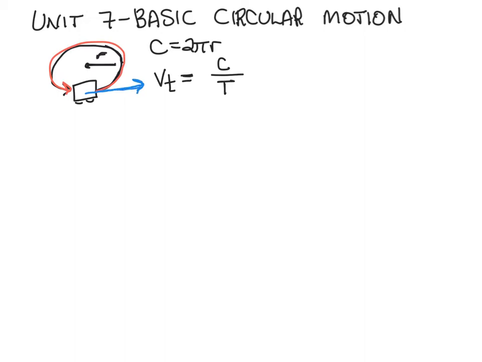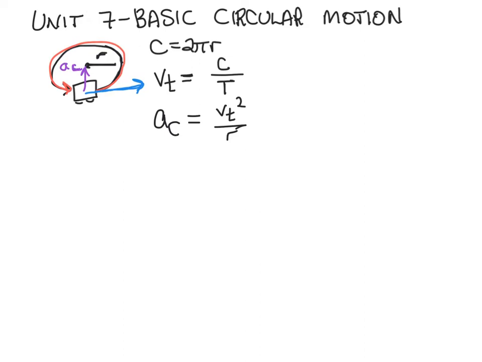And tangential velocity is given as a vector that does this, which is, of course, tangential to the circle that has been generated. The next value that we want to look at is centripetal acceleration. Centripetal acceleration is equal to the tangential velocity squared divided by r. Centripetal acceleration is always directed towards the center of the circle.